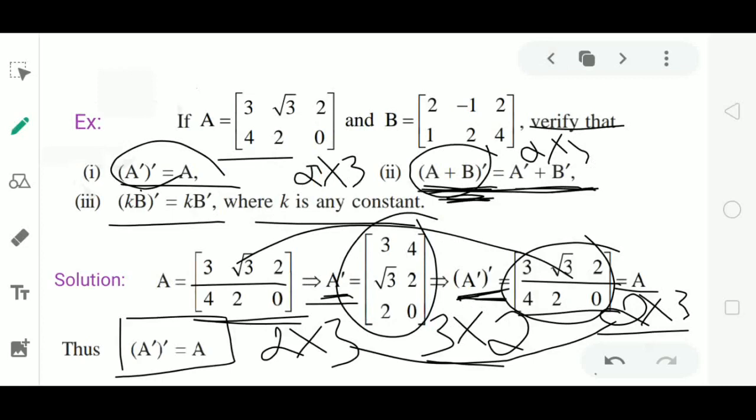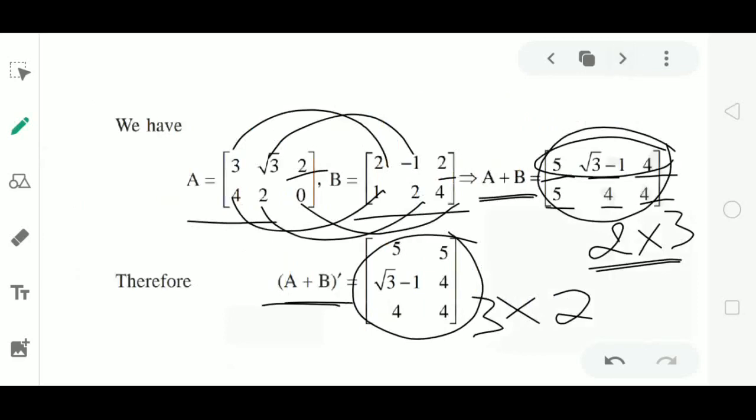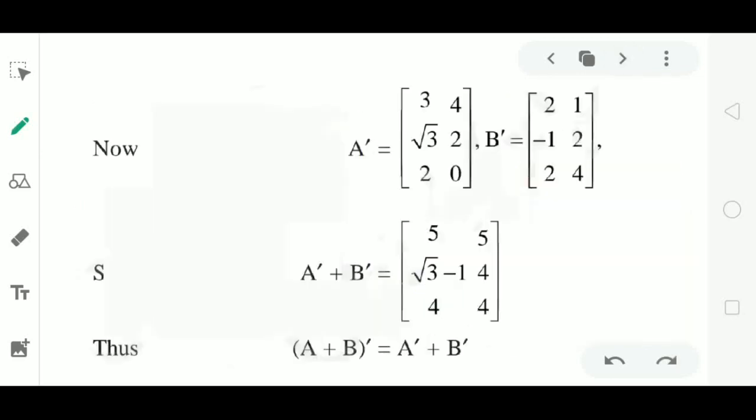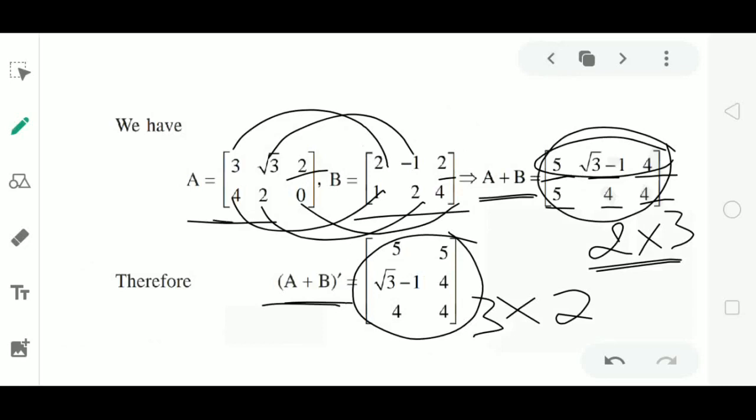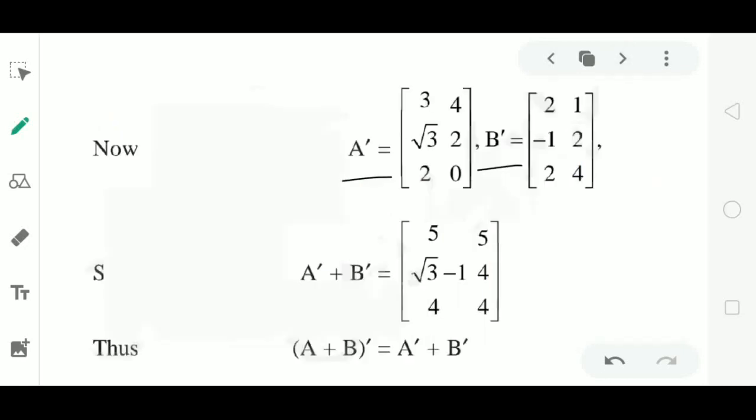Now we find the RHS. That is, we find A dash plus B dash. For that, first let us find A dash and B dash. A dash is the transpose of the matrix A. Here we have matrix A. Matrix A is of order 2 by 3. Then A dash will be of order 3 by 2.